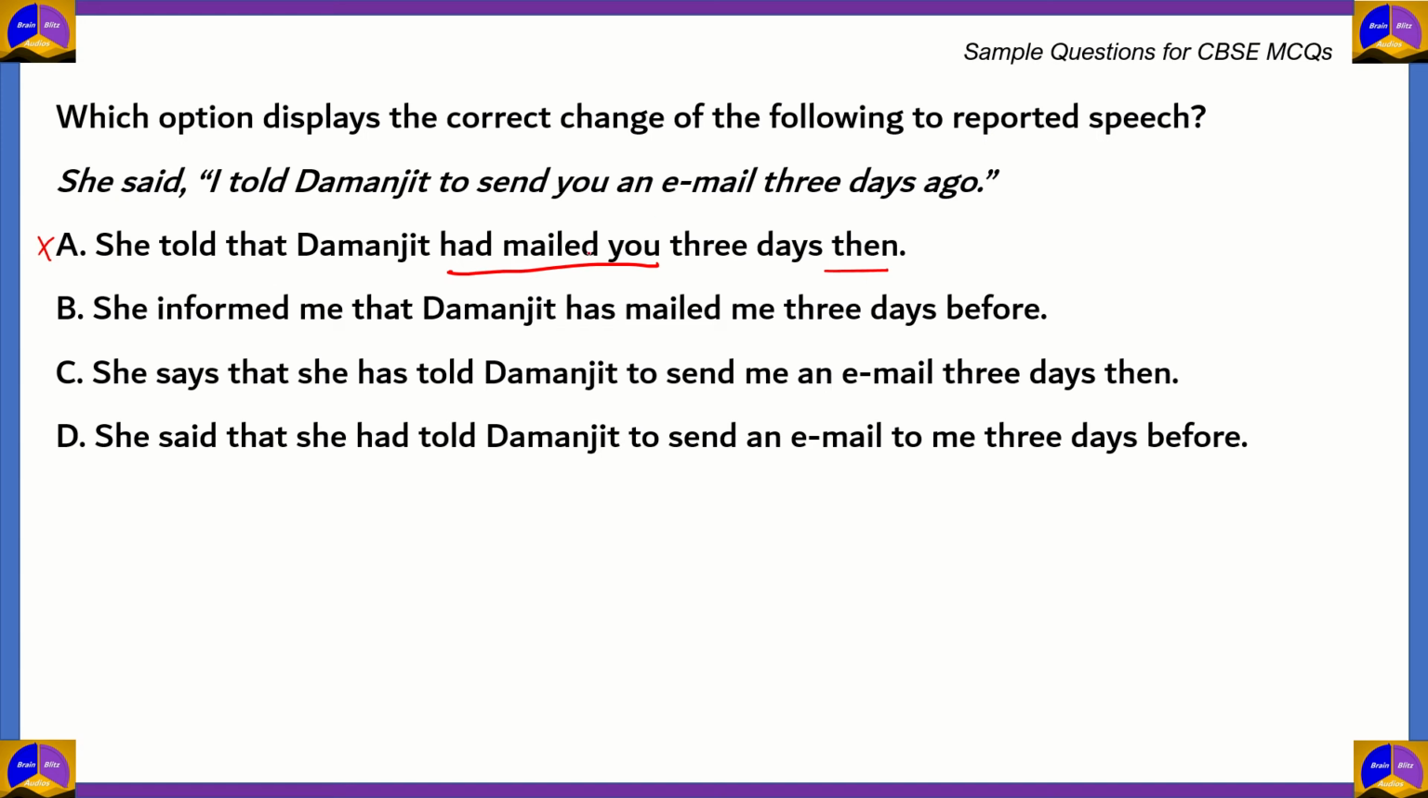So the problem here is that the verb, the action here changes. In option A, the mail has already been sent. So that means the action is confirmed. However, the statement here doesn't confirm the action. It says that I have told him to do so, but I'm not sure whether he has done it. So therefore, option A is incorrect.